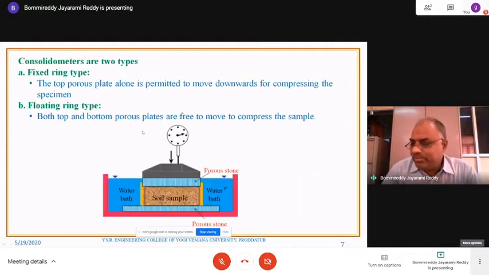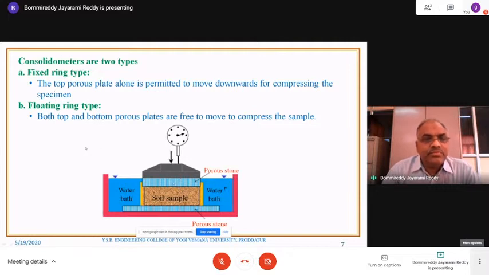Consolidometers are of two basic types. One is the fixed ring type, another one is the floating ring type. Here a small soil sample, a specimen, is used. The arrow mark shows that the overburden load is acting on the soil mass, and how much load is acting or what deformation of the soil takes place will be measured by means of the dial gauge. Surrounding it will be a water bath, and top and bottom porous plates are provided.